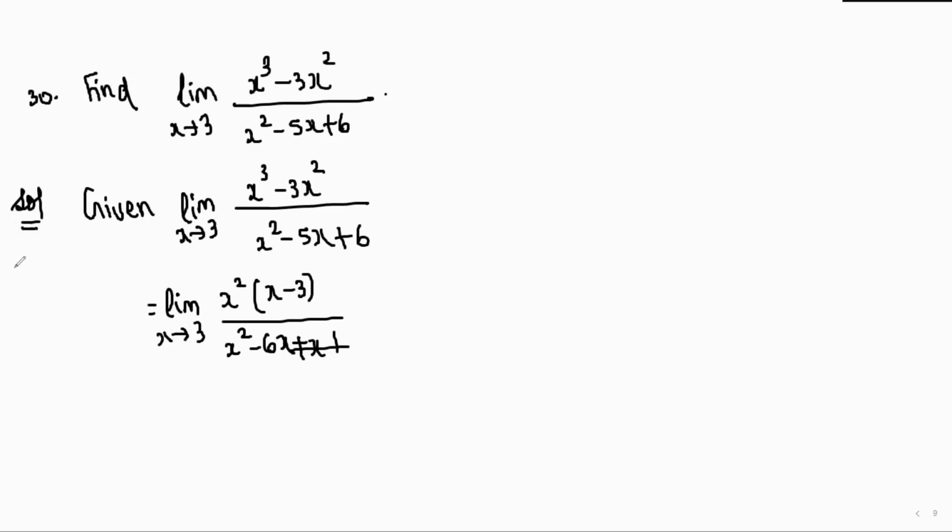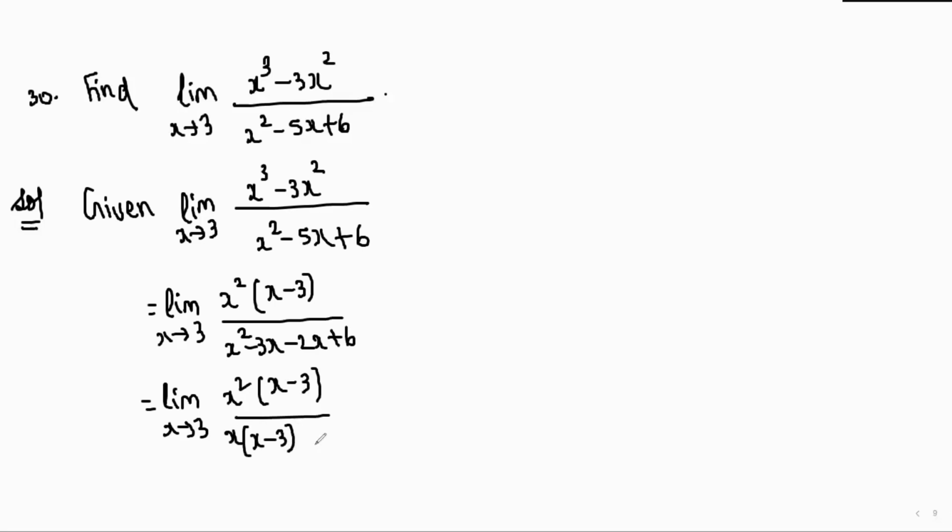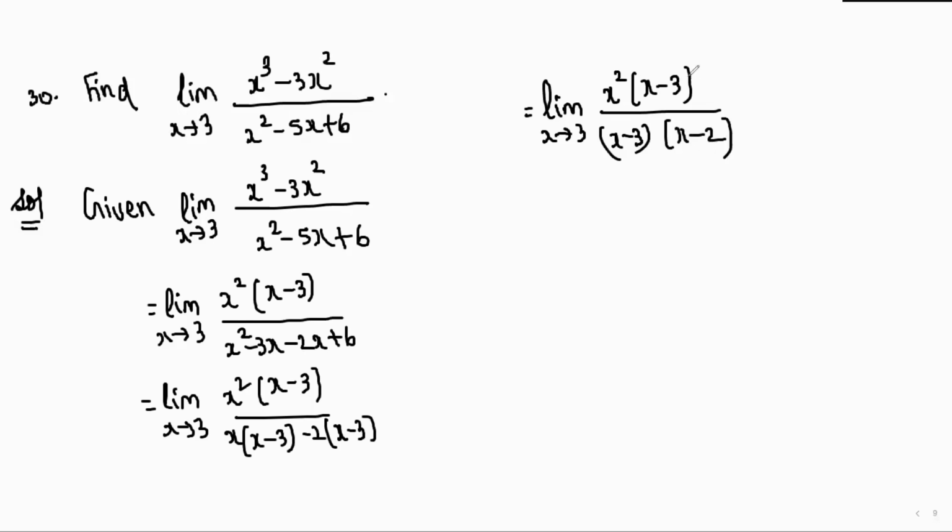We will split in another way. Minus 3x minus 2x plus 6. So that is limit x tends to 3. X square into x minus 3 by, if I take x common, we will be left over with x minus 3 minus 2 common, x minus 3. So that is limit x tends to 3, x square into x minus 3 by x minus 3 into x minus 2. Now x minus 3 gets cancelled. Now substitute the limit. 3 square by 3 minus 2. 9 by 1, which is equal to 9.